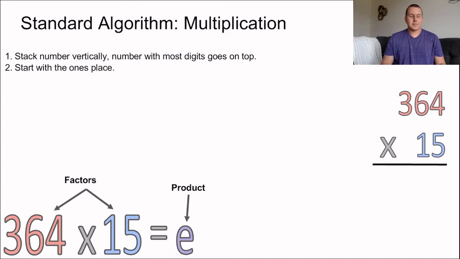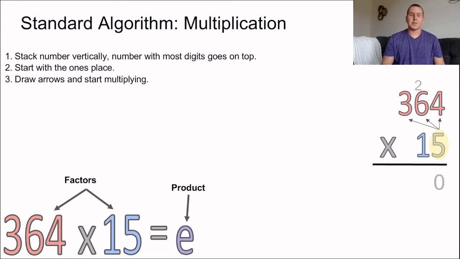Step number two, start with the ones place. So we're going to highlight the ones place, and that's the 5 in 15. And what we're going to do is we're going to draw arrows, and then we're going to start multiplying. With these arrows, you're going to go from the ones place to the ones place, the ones place to the tens, and the ones place to the hundreds. It's really important that you do it in that order and that you're not just trying to make things up, okay? Now we're going to multiply.